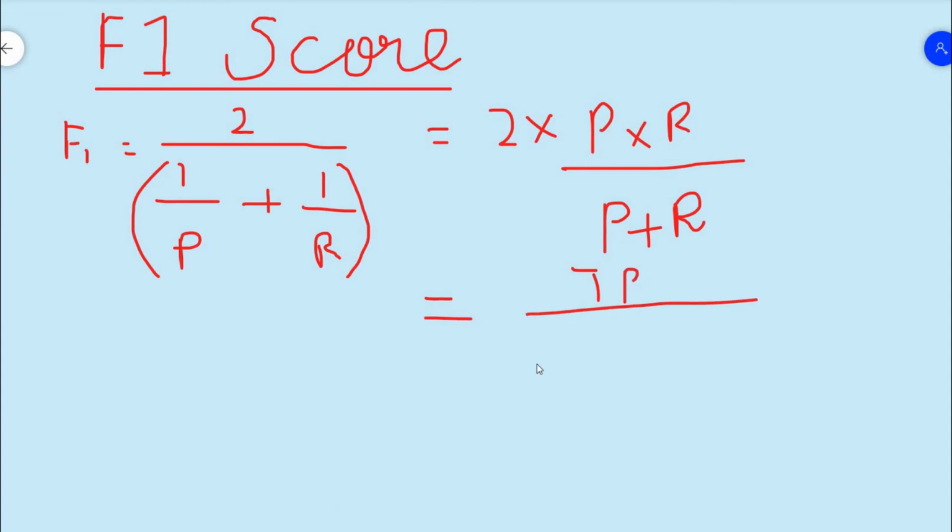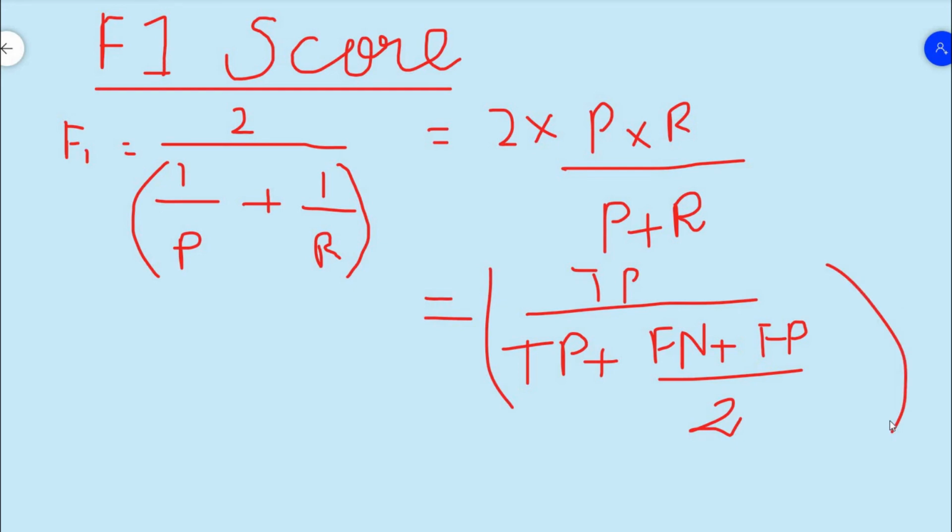TP divided by TP plus FN plus FP divided by 2. If we solve this, we are going to get this value.